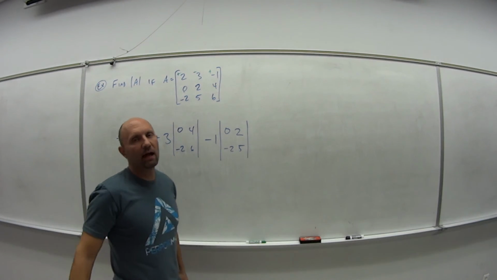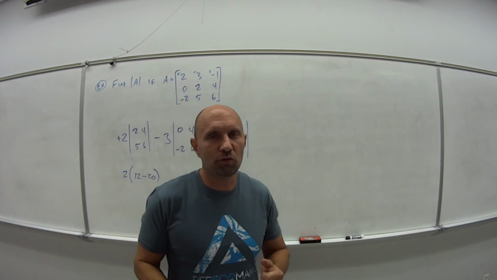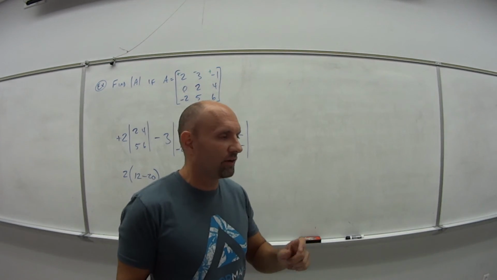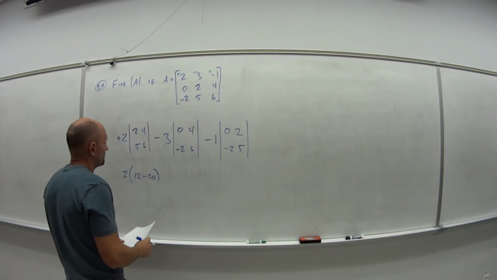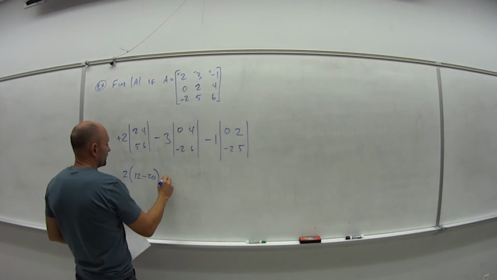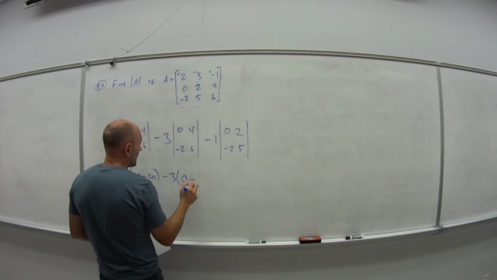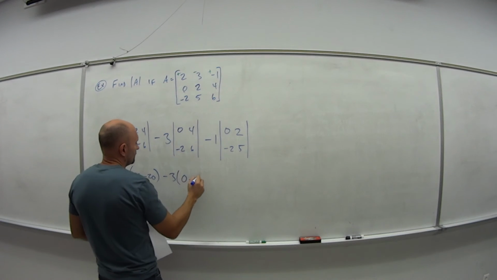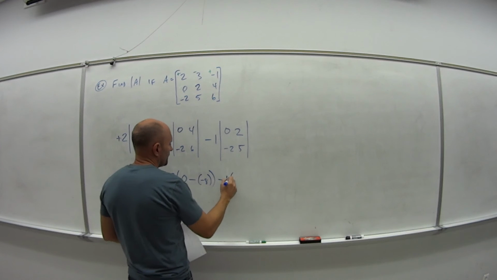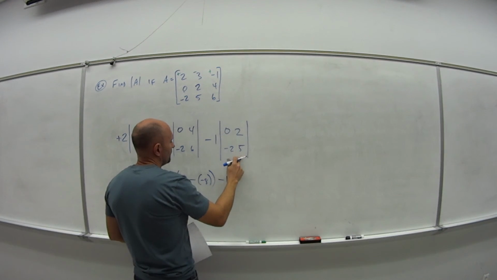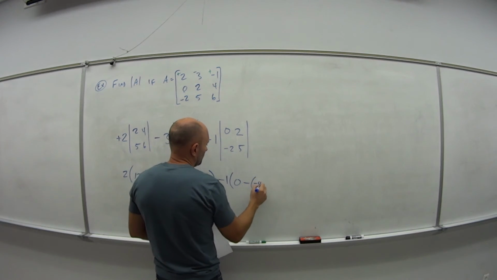So there are a lot of minus signs when we're calculating determinants, so I'm going to stress it to you. Be careful with the signs, because as soon as one of these signs gets off, the whole rest of the problem's in big trouble. So then I have what? Negative 3 times 0 times 6 is 0, minus 4 times negative 2 is negative 8. Minus 1 times 0 times 5 is 0, minus 2 times negative 2 is negative 4.